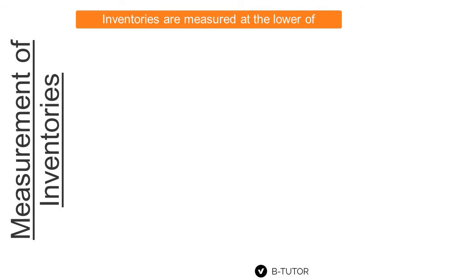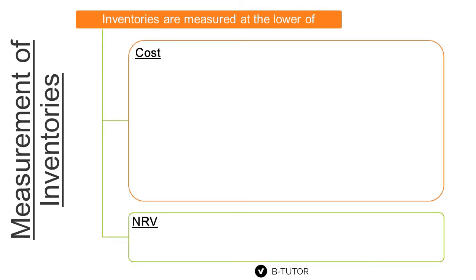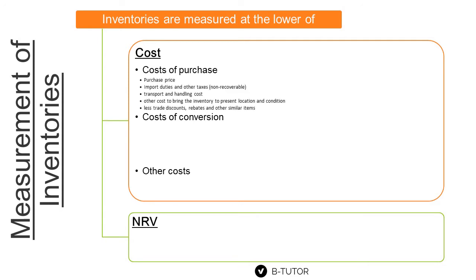Clear? Our next topic, measurement of inventories in case of single product. Inventories are measured at lower of cost or net realizable value. Cost includes cost of purchase, cost of conversion and other costs. Under cost of purchase, add the following items: purchase price, duties and taxes which are non-refundable, transport and handling charges, then other related costs to bring the inventory to present location and condition.